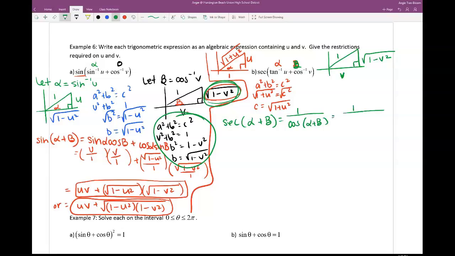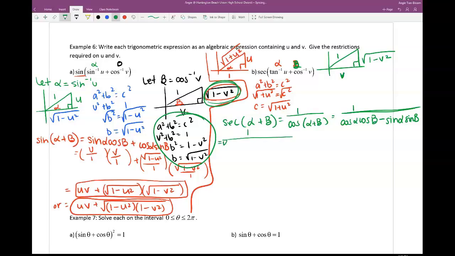The identity for cosine is cosine of alpha, cosine of beta, minus, and remember, you have to extend this line, otherwise it's not correct. So minus sine of alpha, sine of beta, okay? Then we find the cosine of alpha plus beta normally and then just put it over 1. That's exactly all that is. So let's keep on going.